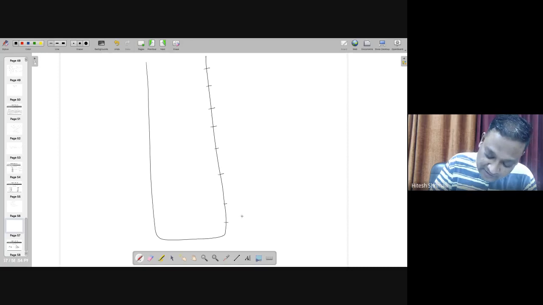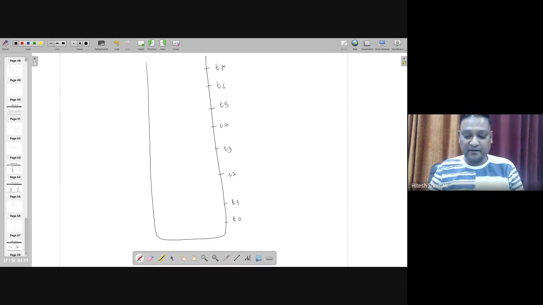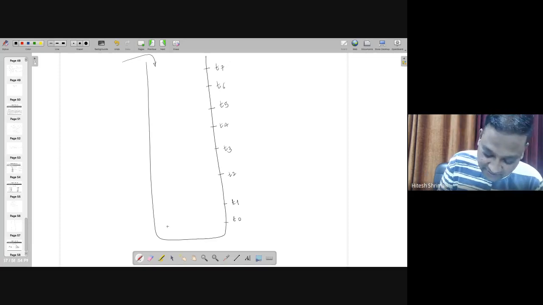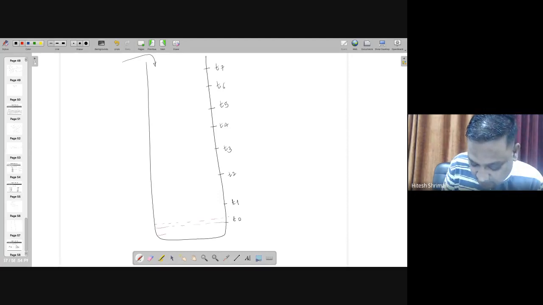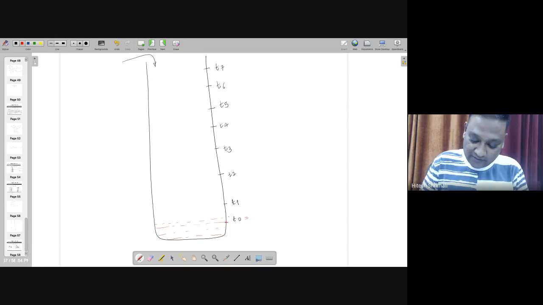So let's call this one T0, T1, T2, T3, T4, T5, T6, and T7, right? And inside this, there is some liquid I'm going to fill. So if it is going to reach T0, means if my level is here, so whenever this is reaching, like going up, this is going to give me 1 and others are going to give me 0. You see?